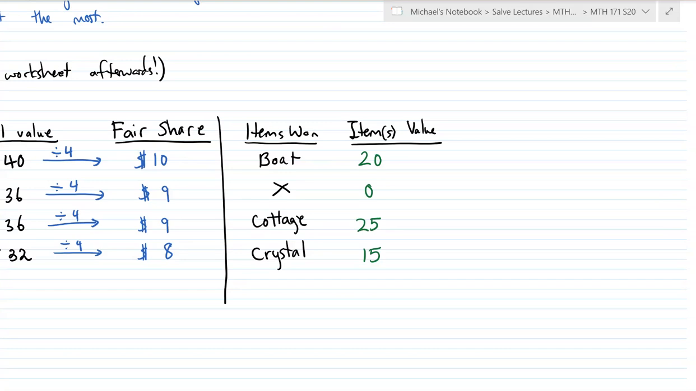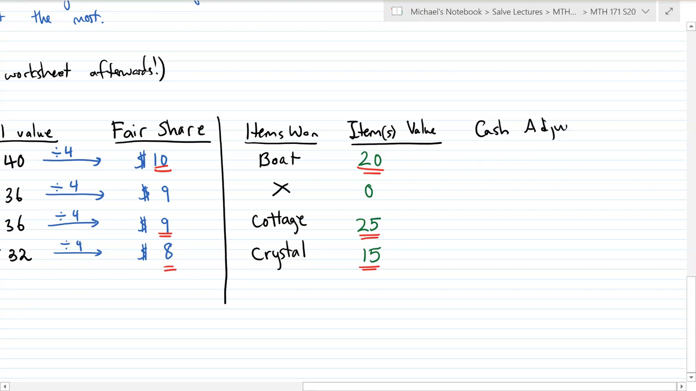And so you'll see again, you just compare these numbers, a lot of people have more than their fair share. So we're going to adjust using cash to get everyone up to or down to their fair share. All right. So how much cash does Hannah need to pay to get from her item value of 20 down to her fair share of 10? Hannah needs to pay 20 minus 10. This will be $10.